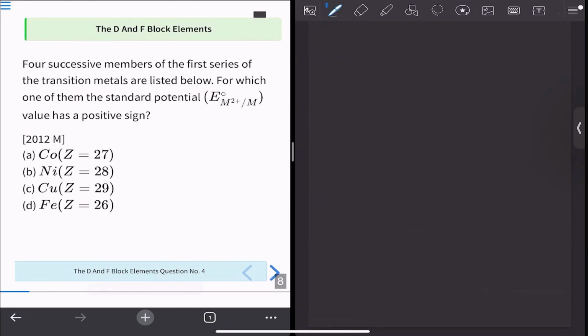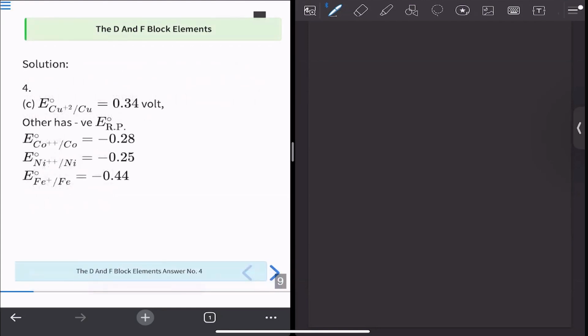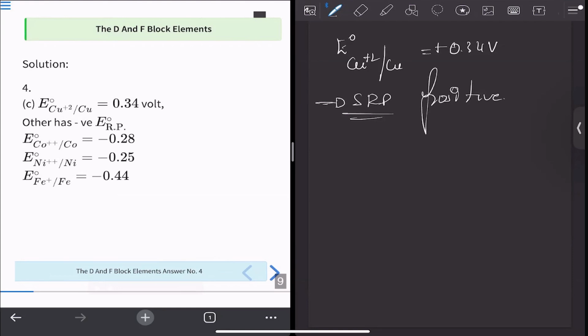Next, the four successive members of the first series of the transition metals are listed below. For which one of them does the standard potential E naught of M2+ to M have a positive sign? So here also we need to see the table which is given. The answer here is copper. E naught of copper 2+ to copper is +0.34 volts. So the standard reduction potential is a positive value. Others will have negative values.